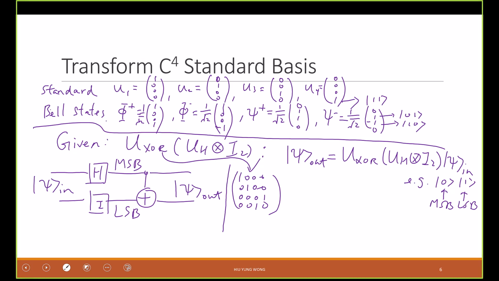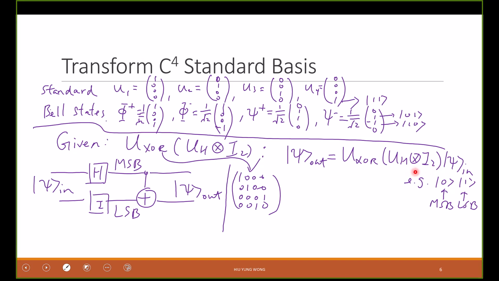Okay? So the circuit, I draw it based on these two equations. This expression or this equation. How did I get that? We have psi in. Which operation applies to psi in first? The tensor product of H and I, right? H applies to the most significant bit, I applies to the least significant bit because of the ordering. I don't have I tensor product H. I have H tensor product I.